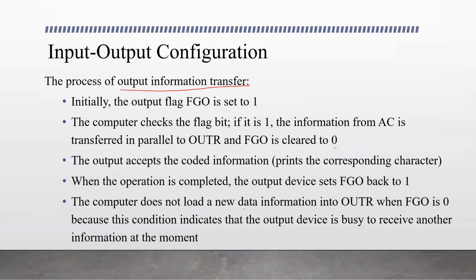The computer does not load new information into OUTR when FGO is 0, because this indicates that the output device is busy and cannot receive another piece of information at the moment. When FGO is 0, it means the output device is busy transmitting the information between OUTR and the output terminal, the printer. Once that is done, FGO is set back to 1. When FGO is 1, it means information can be transmitted from the accumulator to the output register.